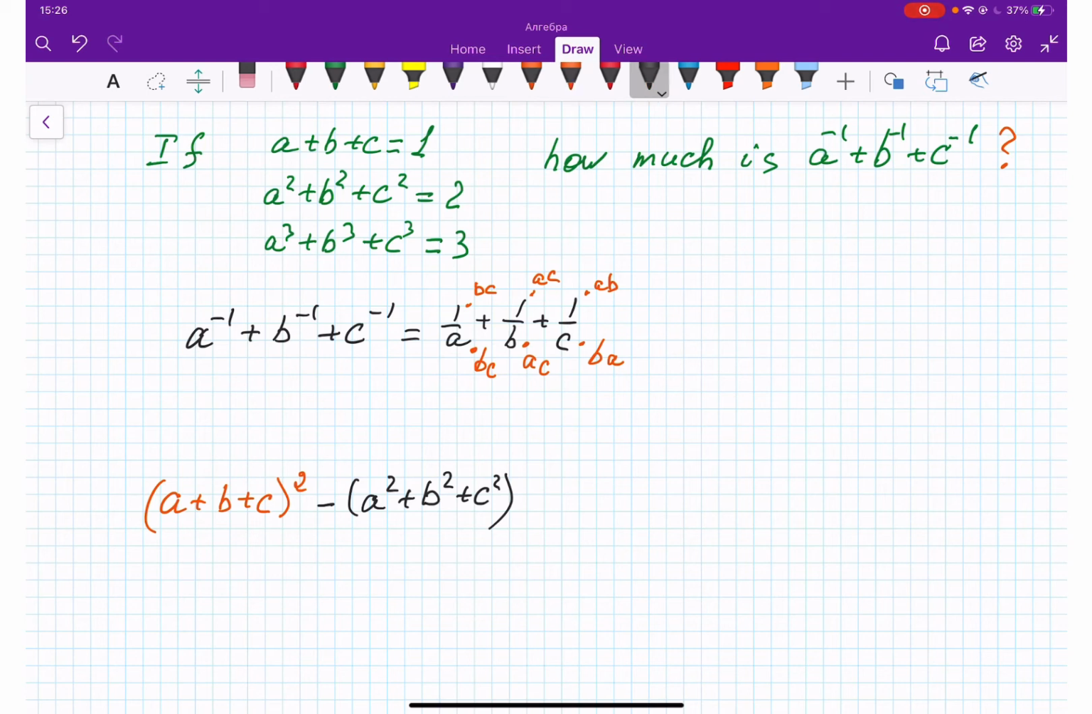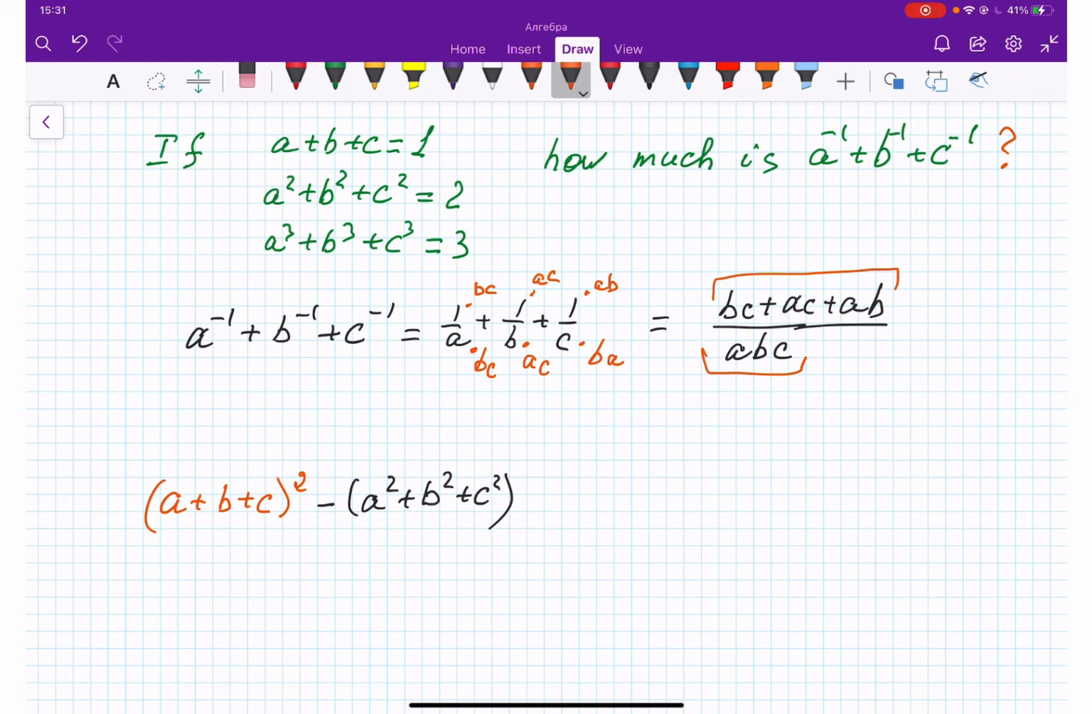And we are getting from here ABC as the common denominator, and in the numerator BC plus AC plus AB. So the whole task is boiling down to finding how much is ABC and the sum of the polynomial BC plus AC plus AB. Okay? All right, now let's go back and solve it.